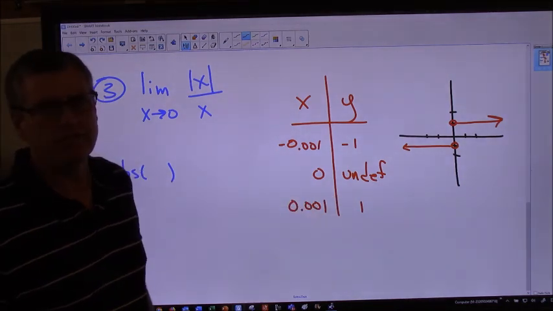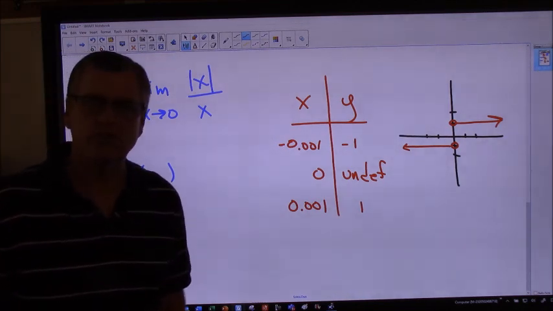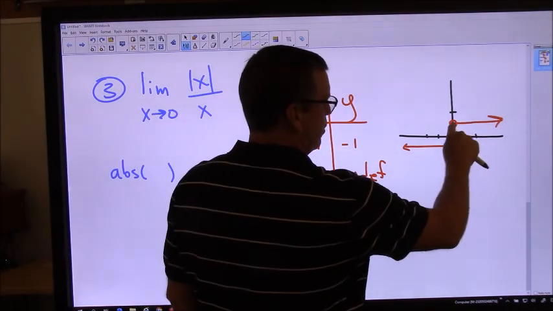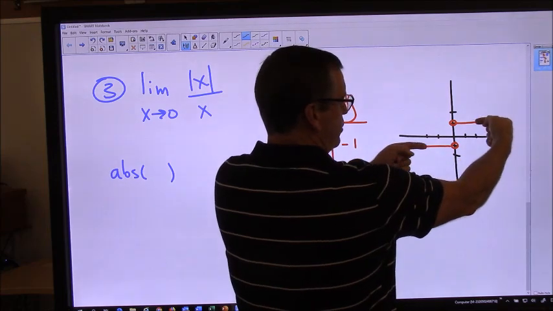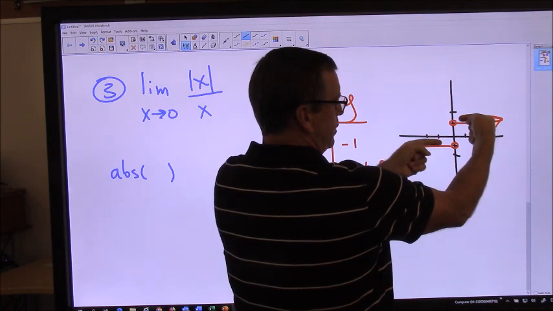No, not close enough. You'd look at that and go, well, they are kind of close to 0. They're not too far off. They're not close enough. Look, this is always a positive 1. This is always a negative 1. What are my y values getting close to as I get closer? A positive 1, negative 1.